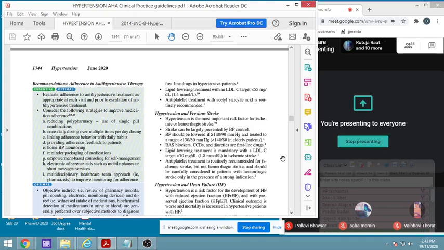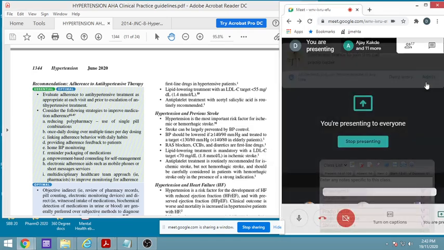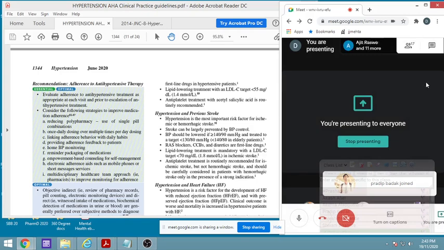Next, consider the strategies to improve adherence. Reducing polypharmacy. What does polypharmacy mean? If we simultaneously give 3 tablets where a combination is available, a person would have to take only one tablet. That is called a fixed dose combination. If you do not give this combination, you will have to prescribe 3 tablets, maybe one for ARBs, another for CCB, the calcium channel blocker, and a third for a diuretic.